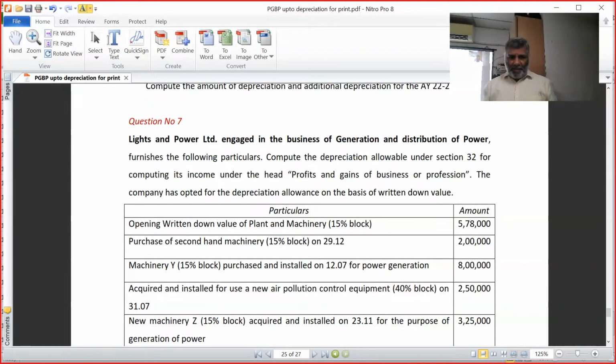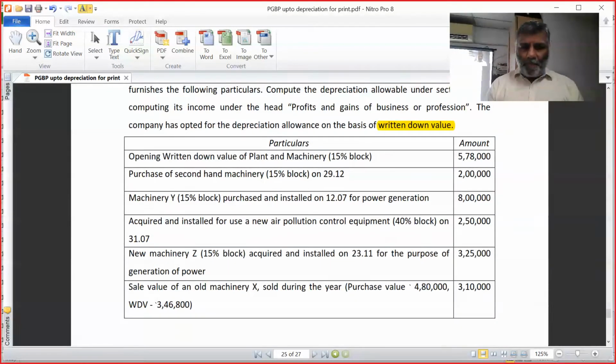Question number 7. Light and Powers Limited, engaged in the business of generation and distribution of power, furnishes the following particulars. Compute the depreciation allowable under Section 32. Since it is a power generation company, they always have the option of straight line also, but normally they won't opt for it. In straight line, there is no additional depreciation and no block of asset method. So they'll only prefer diminishing balance.